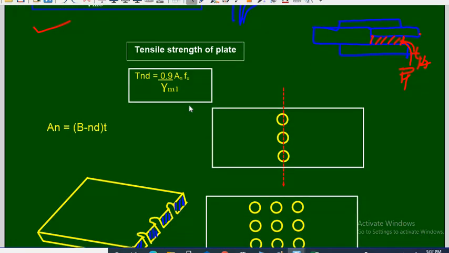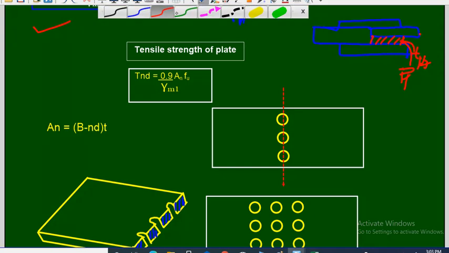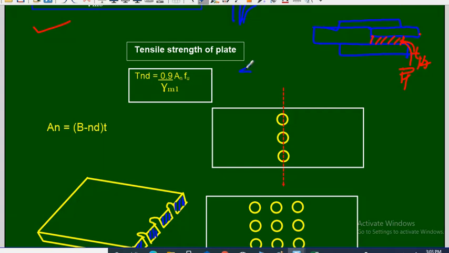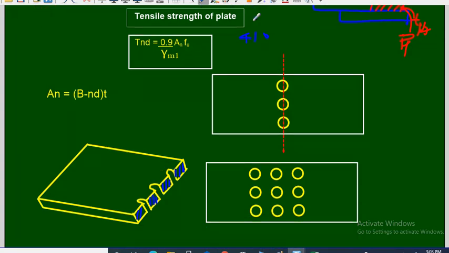Okay, fine. Then coming to the tensile strength of the plate, this is the formula. Tnb is equal to 0.9 into an into fu divided by gamma m1, and 0.9 is a constant. Gamma m1 is the partial safety factor for the material of the plate for ultimate stress. This is 1.25. An is the net area, and fu is the ultimate strength of the plate material. If it is not given in the question, you can take 410, usually fu 410 material we are using.